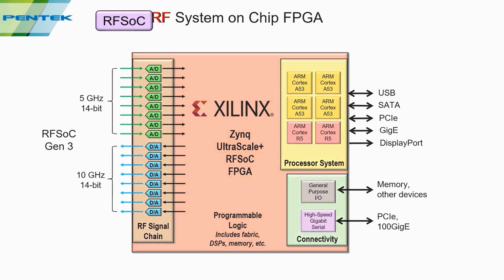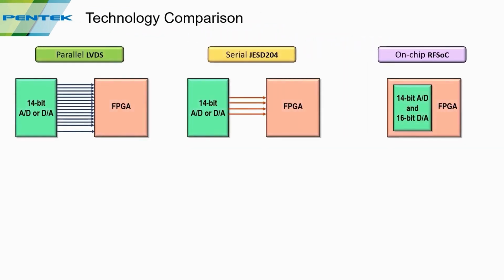So let's compare the different technologies and look at how each might affect your choice of converters when you consider PCB design, data path latency, physical size, power consumption, and cost. Let's start with the PCB design.